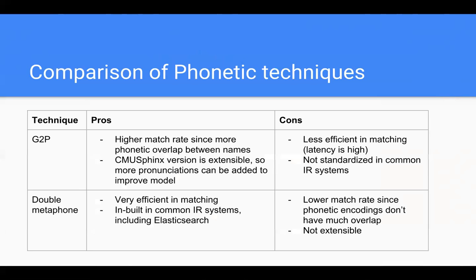Double metaphone is more efficient. It's very efficient because it's natively implemented in these IR systems. But you have a lower match rate just because you only have 4 characters that you need to represent, and so there's not much overlap. And it's not extensible, versus in G2P, you can add new training data and get better results over time.